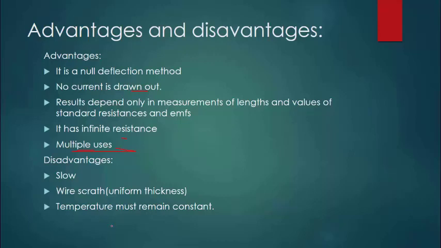Again, kuna tatizo la wire scratch. Unapokuwa unatafuta balance point, ukiusugua ule wire unaharibu cross section au uniformity, na hiyo ina affect values kwa sababu resistance na cross sectional area vina relate. Unapoharibu resistance kwa kuscratch, inakuwa ni kutokana na mabadiliko ya cross sectional area as you scratch to find the balance point. Again, temperature must remain constant, otherwise if temperature is changing, different values can be affected. Okay, this is just a random error.